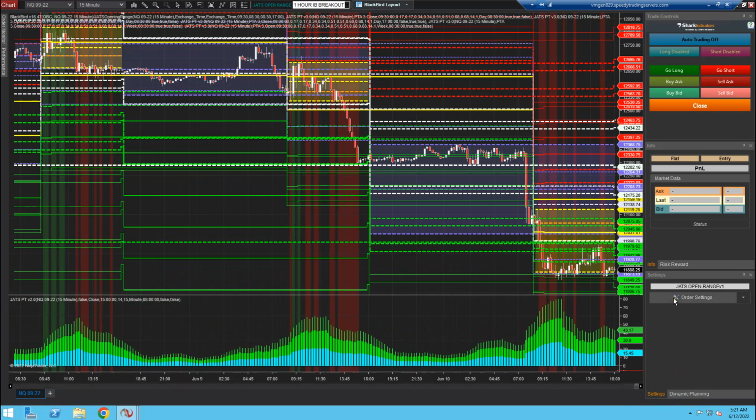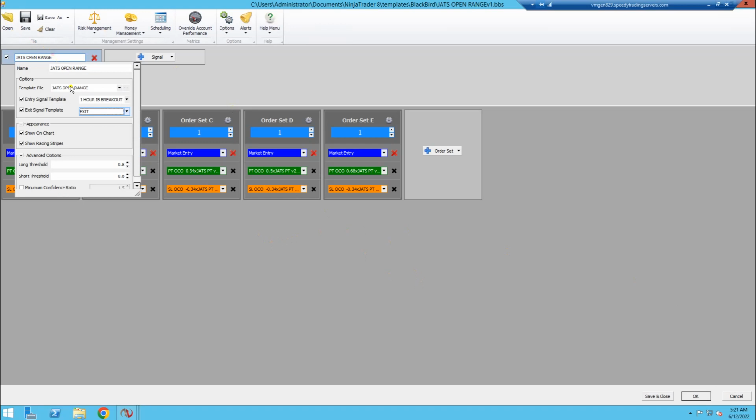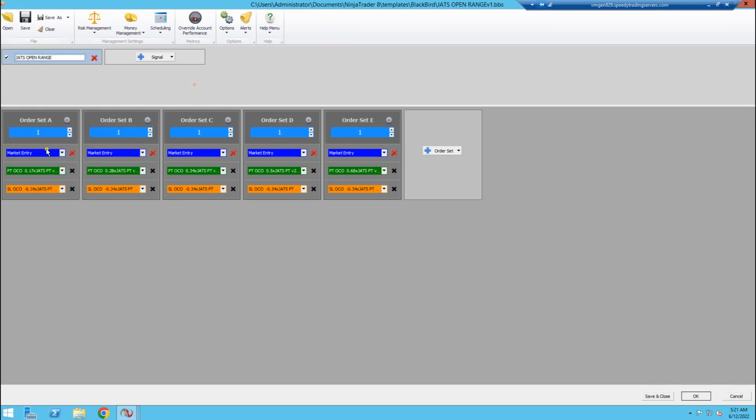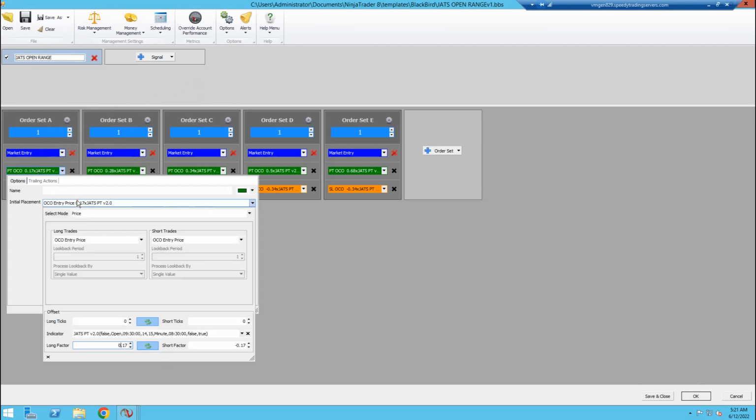And for the Blackbird, to make this work, I've got it set up as a volatility envelope. So I pull my entry logic in, and I've got an exit logic. And so I start taking a percentage of the PT1 1 hour IB.